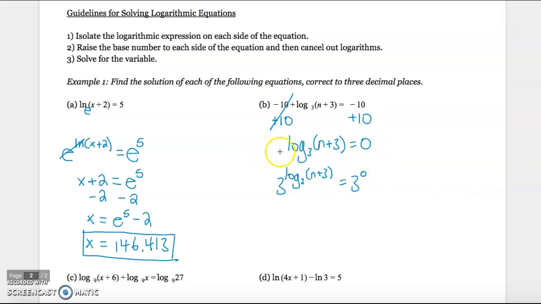You see how this side of the equation pops up into the exponent, and this side of the equation pops up to the exponent on this side. Then my 3 and my log base 3 cancel out, and I'm left with n plus 3 equals 3 to the 0 power, and then I can subtract 3 from both sides. So n equals, well, what's 3 to the 0 power? 3 to the 0 power is 1. Anything to the 0 power is 1. And 1 minus 3 equals negative 2.